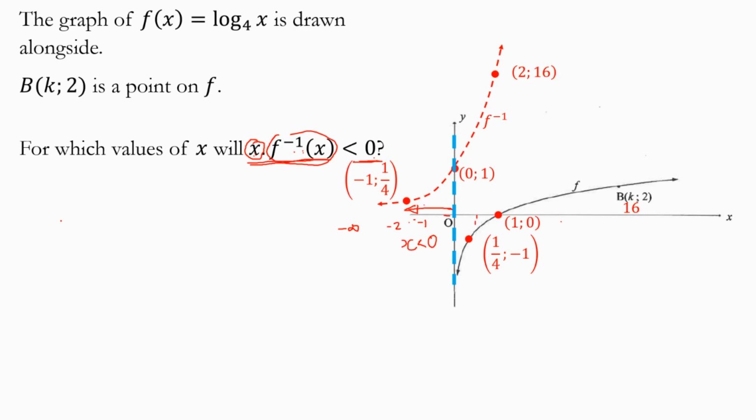So the answer is x is less than 0, or you can write it in interval notation, x is an element of (negative infinity, 0). 0 is not included, because it says less than 0, so it's not included. That's the answer there. So we're going to meet when we do question 7.